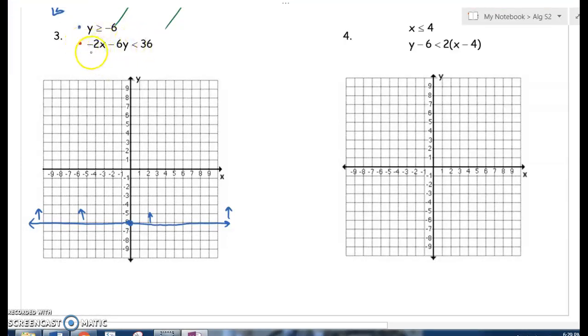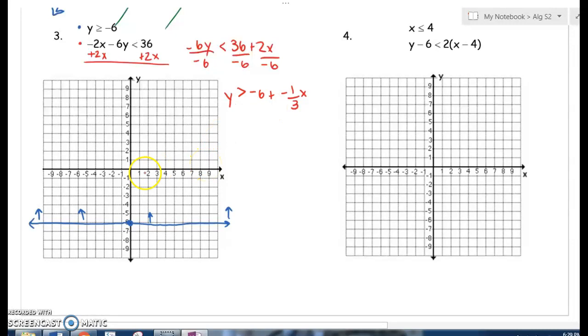Now the other line, we've got to actually get y by itself. So I'm going to add 2x to both sides. We have -6y is less than 36 plus 2x. We're going to divide by -6 on all sides. We're going to reduce. You get 36 divided by -6 is -6. 2 divided by -6 is -1/3. And because I divided both sides by a negative, it's going to flip the inequality.